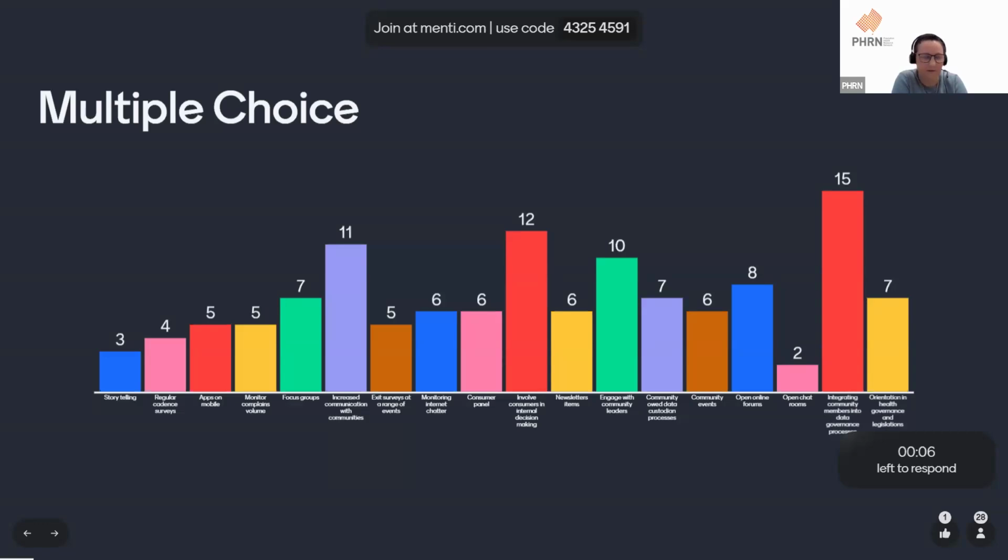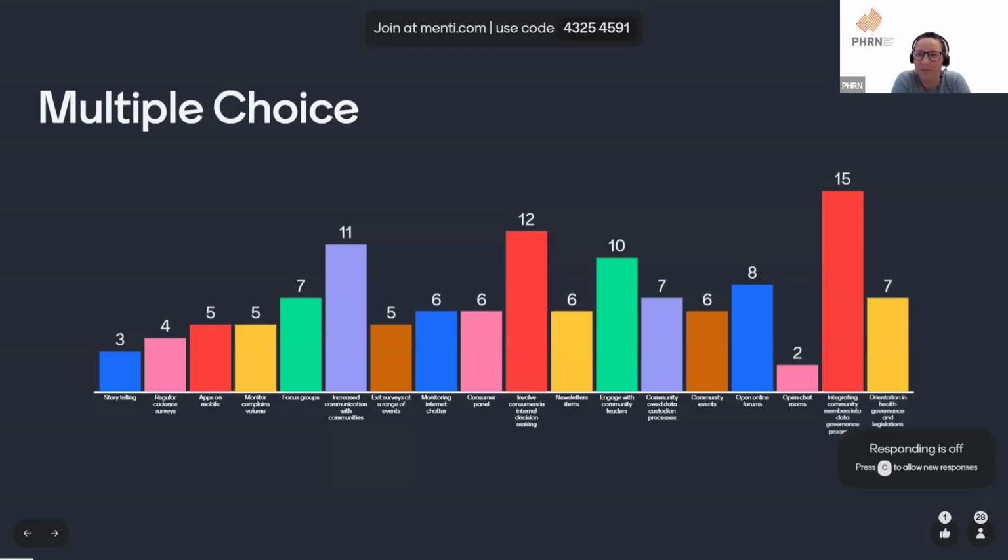Just a few seconds left. Excellent. It looks like we've got 3 really clear winners from this. I'm wondering whether people might pop in the Q&A if they've had any experience of specific methods for going about these things. The 3 are: increased communication with communities, involve consumers in internal decision making, and integrating community members into data governance processes. I think those last 2 are probably a little bit similar. So if you've had any experience in doing any of those things, keen to hear from you in the Q&A.